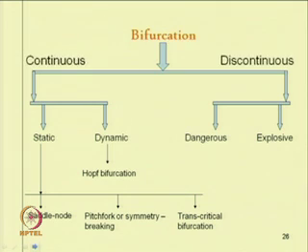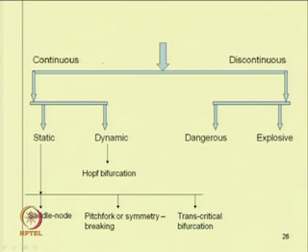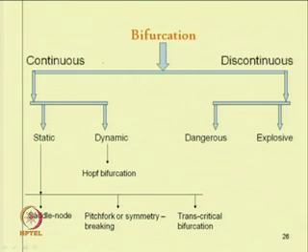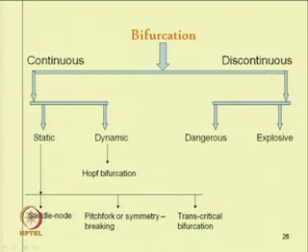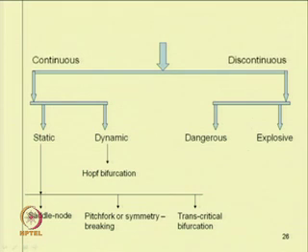By finding the eigenvalues of the Jacobian matrix, we can study the stability of the system. Here is a classification of the bifurcation of the system. In case of bifurcation, we can have continuous bifurcation or discontinuous bifurcation. Continuous bifurcation can be static bifurcation or dynamic bifurcation. Discontinuous bifurcation can be dangerous bifurcation or explosive bifurcation. Static bifurcation includes saddle node bifurcation, pitchfork or symmetry breaking bifurcation, and transcritical bifurcation. Discontinuous bifurcation includes the subcritical bifurcation, which may be subcritical pitchfork or subcritical Hopf bifurcation. Those things we will study later.